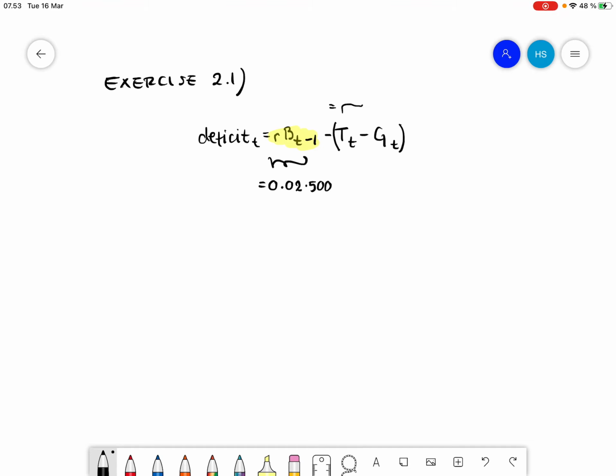Taxes minus government spending is what we call the government's primary deficit or surplus, depending on if it's negative. If taxes exceed government spending, we say that there is a primary surplus. The government's income exceeds government spending. But what we also call taxes minus government spending is public savings. So in order to calculate the deficit, we need to know what the public savings are.